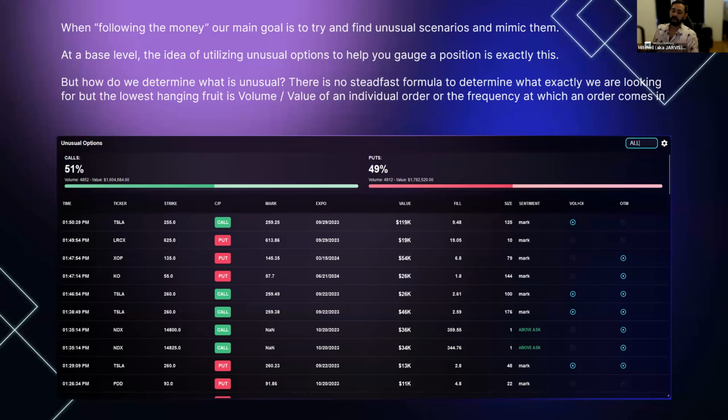So what do we actually think about when we're thinking about the term unusual? When we're trying to utilize a data point like this, there isn't really a definitive or tried and true methodology of what we would consider to be unusual, right? The two ways that we normally look at this are overall order size, so the number of contracts being traded, and then the value of the trade. Because there's no real definition, and we'll get into this later, I feel like unusual options do not necessarily provide the smartest or most intelligent information when we're thinking about entering a trade.